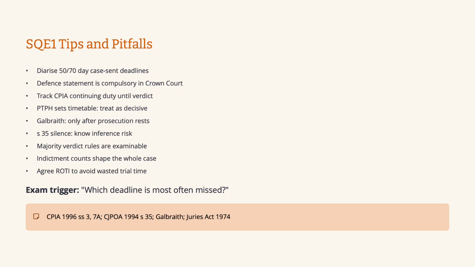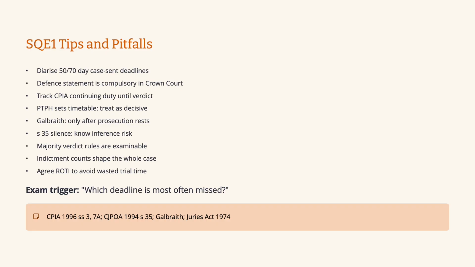Second, remember, defense statements are compulsory in the Crown Court. Unlike the magistrates' court where they are optional, this appears frequently in the exam. Third, track the CPIA continuing duty until verdict. Disclosure does not stop after initial disclosure. It is ongoing throughout trial. Fourth, treat the PTPH as decisive. The directions given create the timetable to trial. So missing PTPH deadlines triggers sanctions.